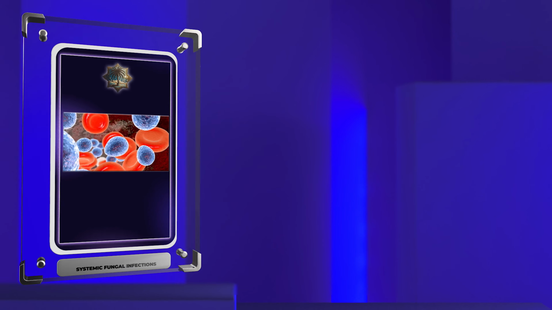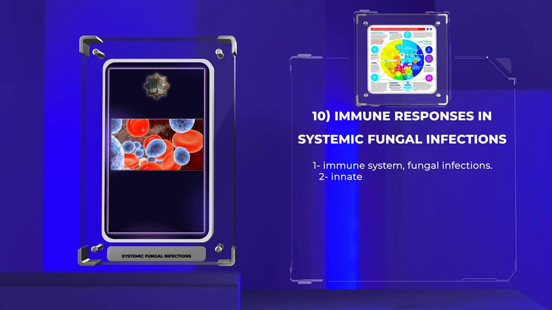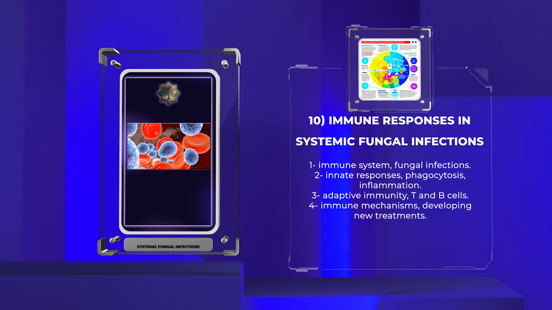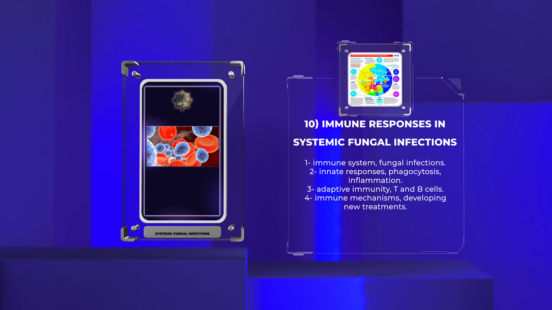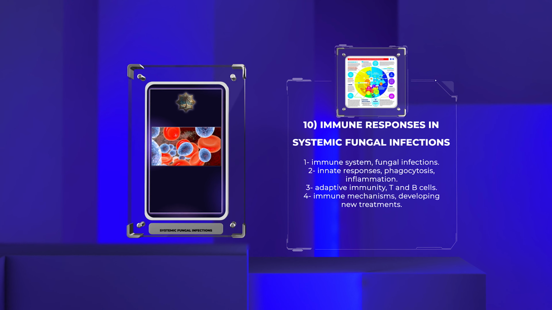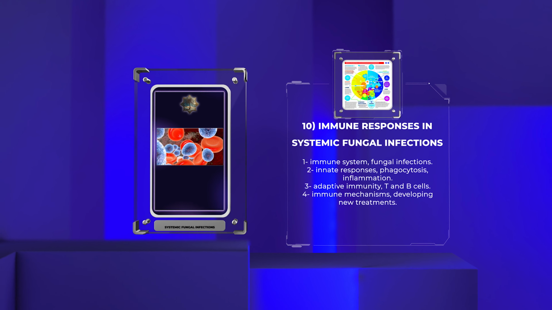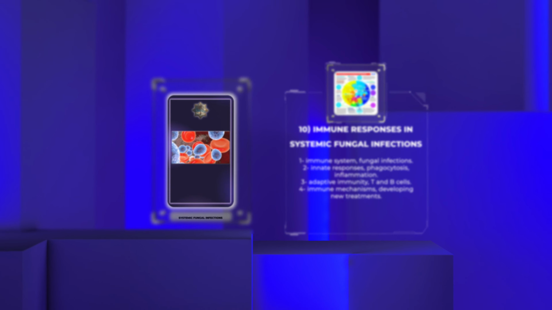The immune system fights fungal infections through a combination of innate and adaptive responses. Innate responses, like phagocytosis and inflammation, are triggered by recognition of fungal components. Adaptive immunity, involving T and B cells, is important for clearing these infections. Studying these immune mechanisms is essential for developing new treatments.